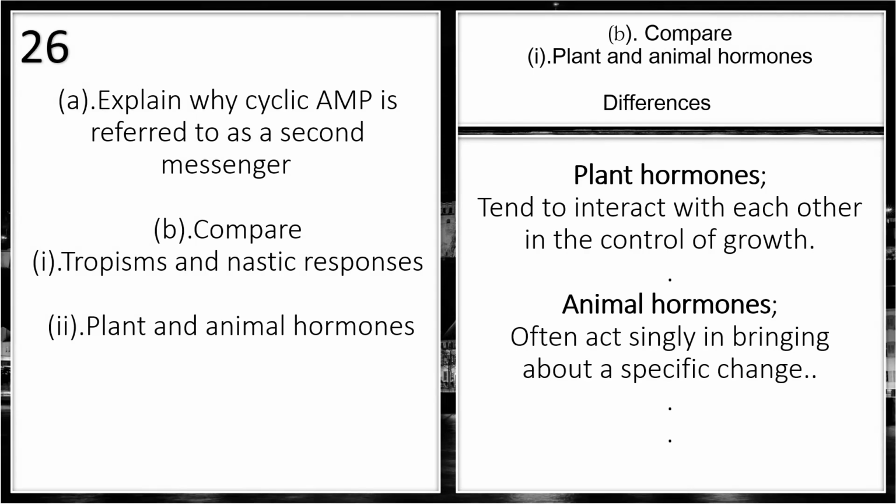Plant hormones tend to interact with each other in control of growth. Animal hormones often act singly, bringing about a specific change.